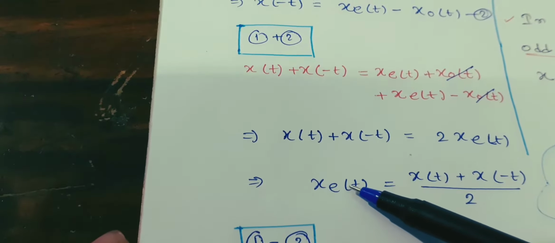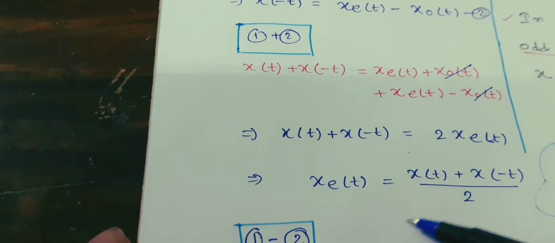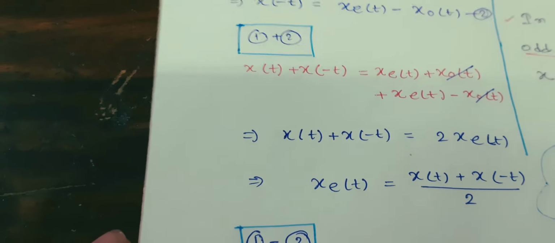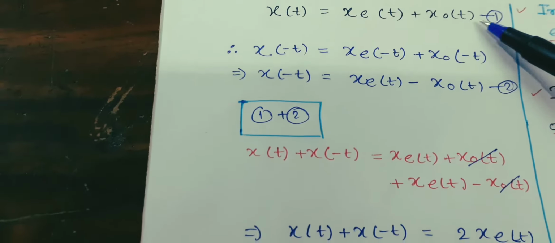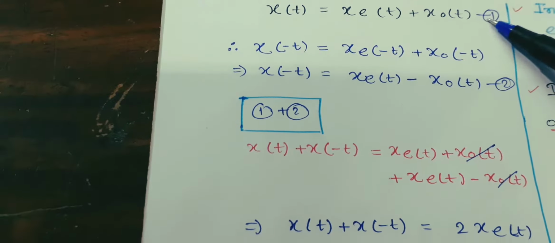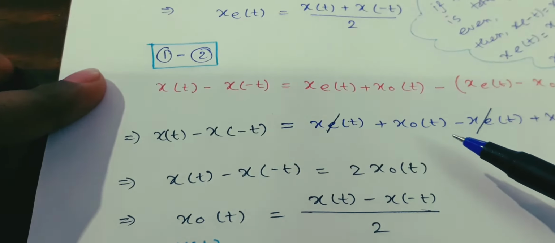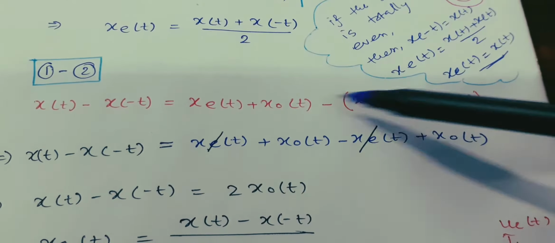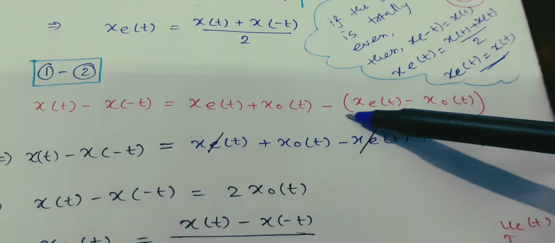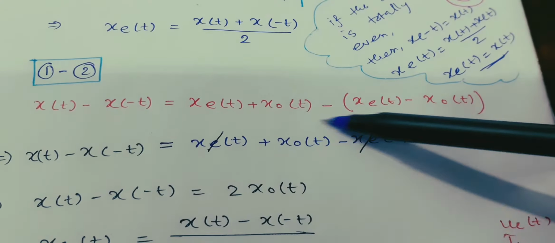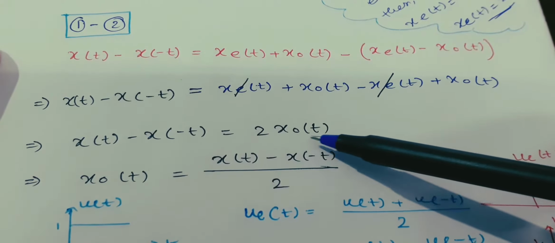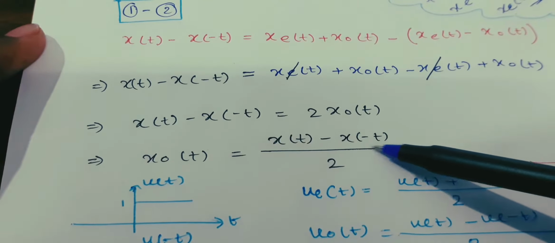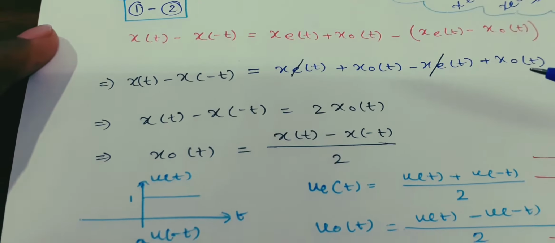So x e t, the even part of that signal, will be x t plus x of minus t by 2. Now we subtract 2 from 1, then we have found here x t minus x of minus t equal to this, this is x t and this is x of minus t, and after calculating this we have found here x o t equal to x t minus x of minus t by 2. This is odd part of that signal.